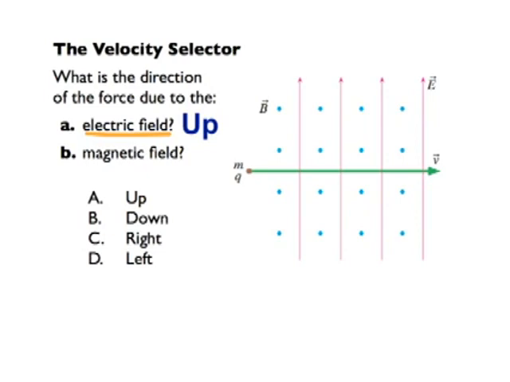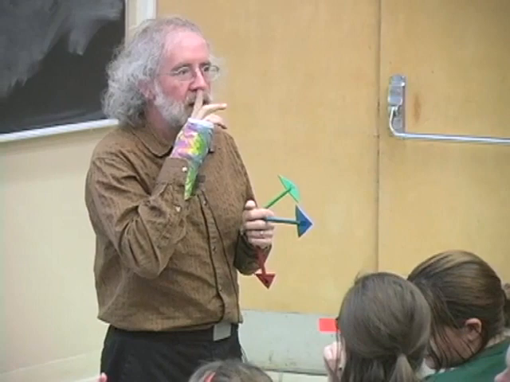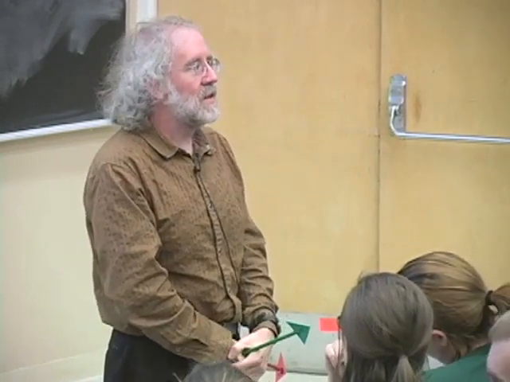How about the direction of the force due to the magnetic field? Velocity is this way. It's a positive charged particle. Magnetic field's out. What way? Velocity is there. Field is out. Direction of the force? Down. Velocity is this way, magnetic field's out, force is down. So what can you say about the direction of the force due to the electric field and the magnetic field? Opposite. So they're going to tend to cancel each other.